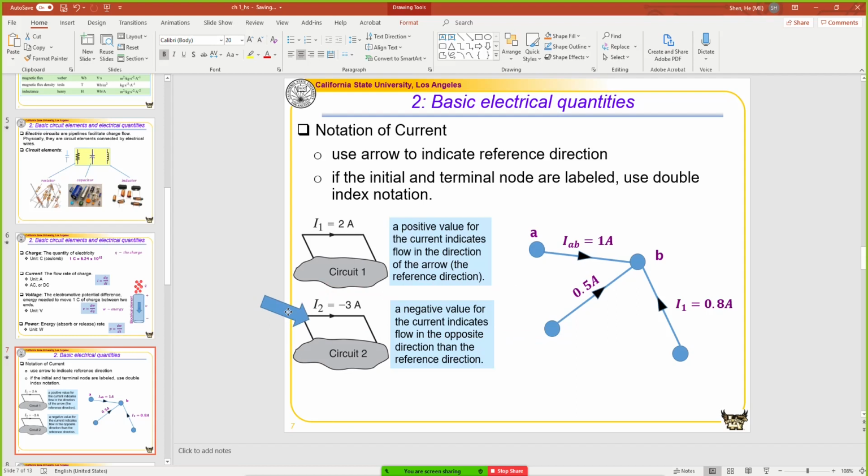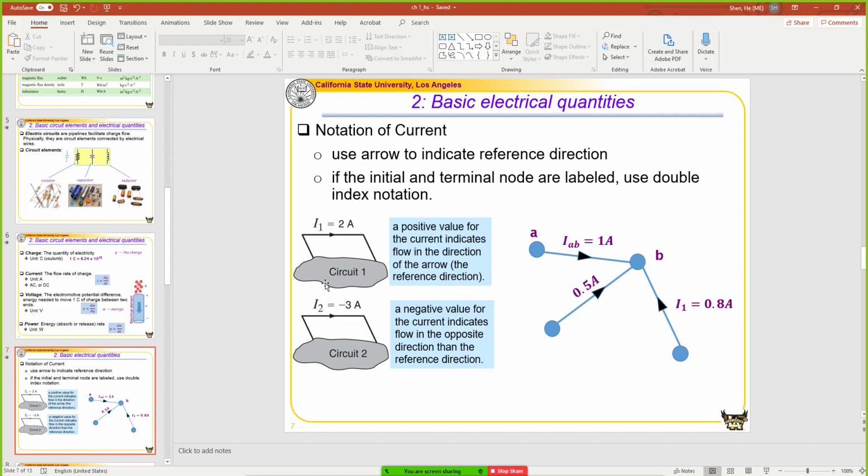But to make it easier to remember, you can always use a reference. Say the current is going to the right, but it's a negative 3 amp. That is also fine. So that makes it a little bit easier. We use the arrow to represent the reference direction all the time. Yes. Does that mean for circuit 2, if I change the direction of the arrow or the current, I would change the sign? Yes.